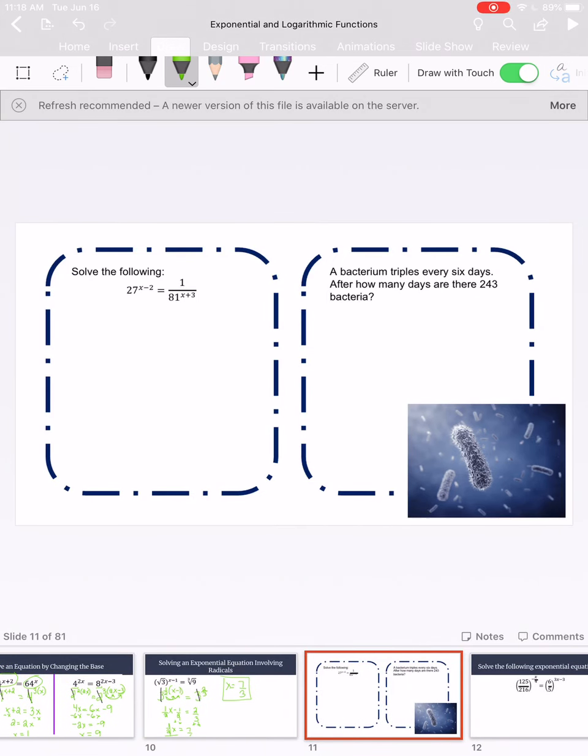All right, so we're going to look at the next question here. It says solve the following. Start by writing them as the same base. So 27, I know, is the same as 3 to the power of 3.